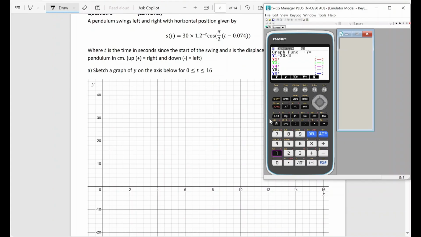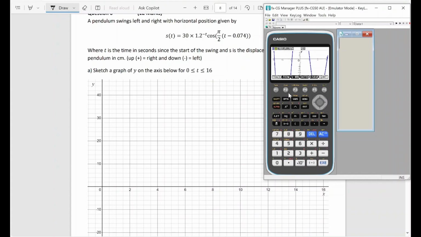30 times 1.2 to the power of minus X. Also make sure in radians when you do this, it's very easy to accidentally forget that. Pi over 2 times bracket X take 0.074. Yep.